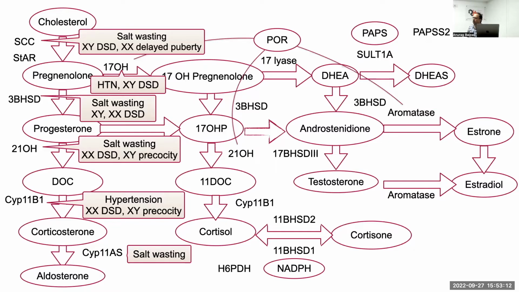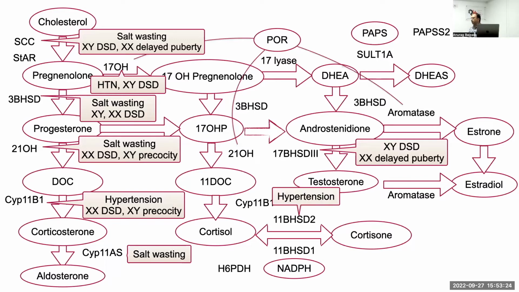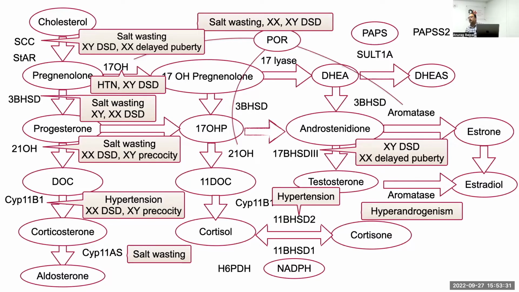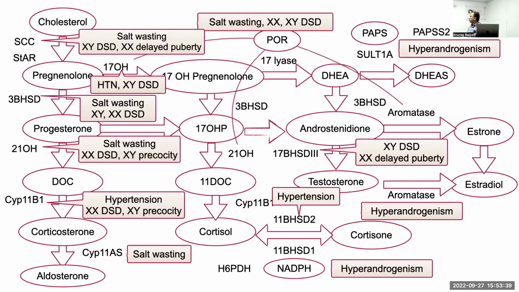If you have a 17-hydroxylase problem, you will have hypertension and XY-DSD. If you have a 17-beta HSD problem, you will have XY-DSD and delayed puberty in girls. If you have an 11-beta HSD2 problem, you will have predominantly hypertension alone. Aromatase deficiency will cause hyperandrogenism. POR will have salt wasting and XX and XY-DSD. NADPH problem will have hyperandrogenism, and PAPS problem will also have hyperandrogenism. So if you remember the first slide and this slide, everything in between becomes easy to identify.